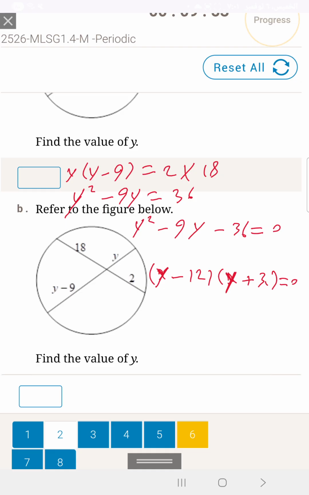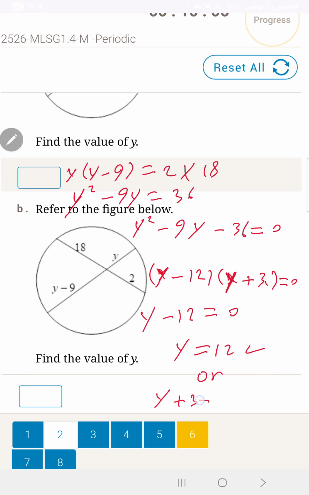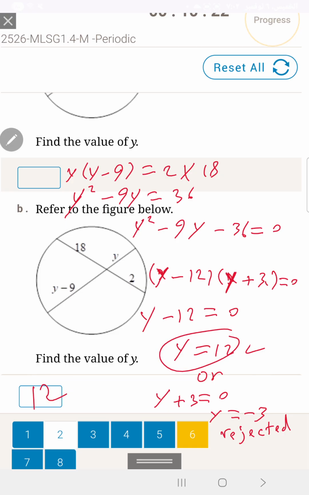Now you solve it by either/or. Either y minus 12 equals 0. This means y is equal to 12, and that is the answer. Or y plus 3 is equal to 0, and this means y is equal to negative 3. We know that the distance cannot be negative, so y cannot be a negative number, so this is rejected. So our answer must be 12. So here we write 12.